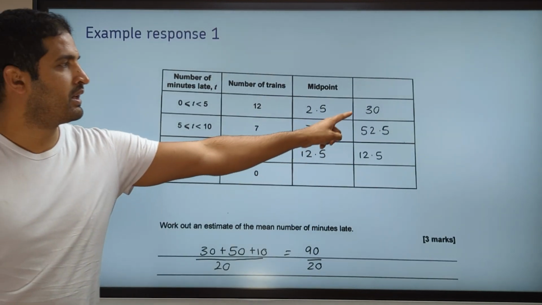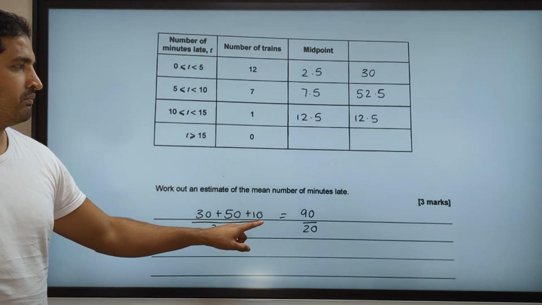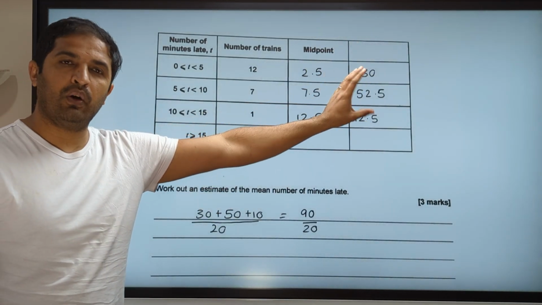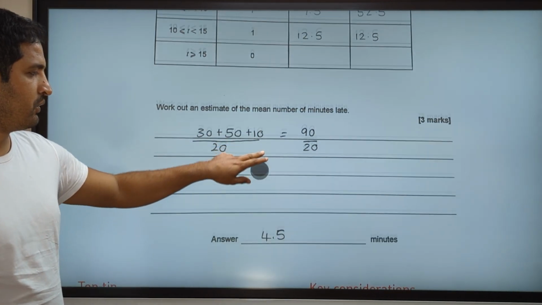You can see they estimated these numbers here, 30, 50, and 10. And that's wrong. You should keep those exact. So they lose marks here as well. 90 divided by 20, and then you lose marks.